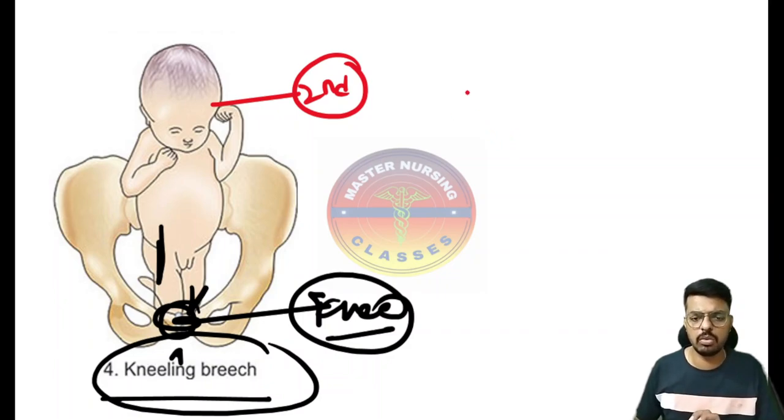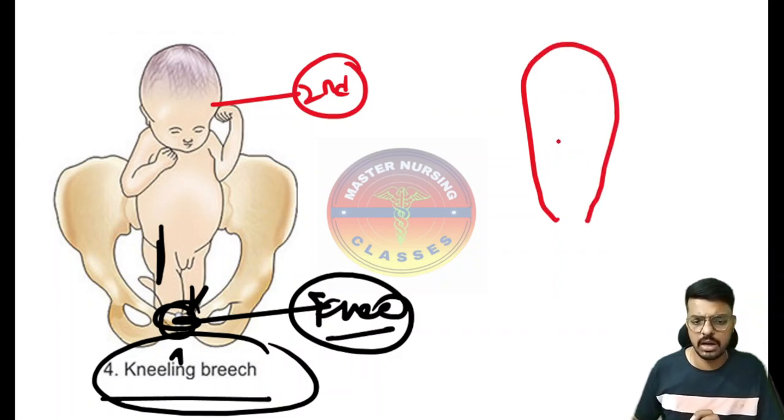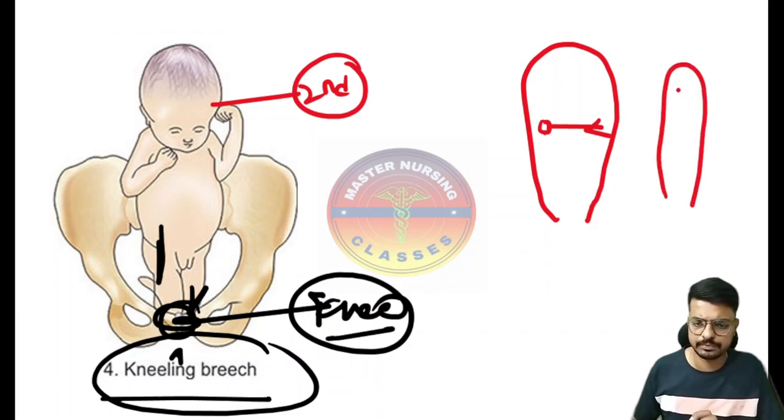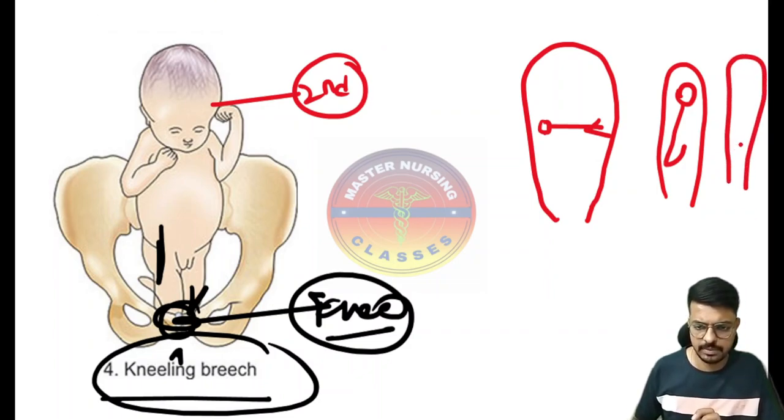If the examiner is asking what is the most common overall cause of umbilical cord prolapse, that is the transverse lie. Okay, what is transverse lie? Consider this is the uterus of the mother, and the baby is positioned in this transverse direction. This is what we call the breech. This is what we call the cephalic.